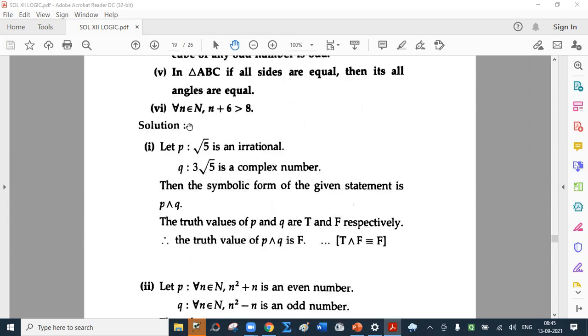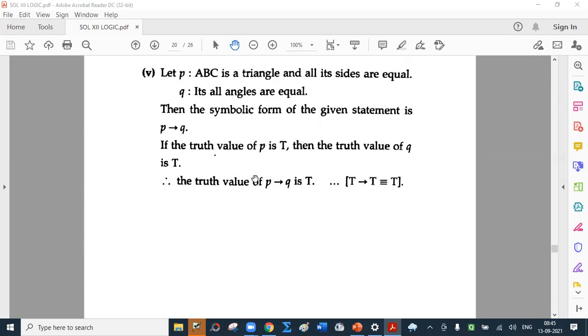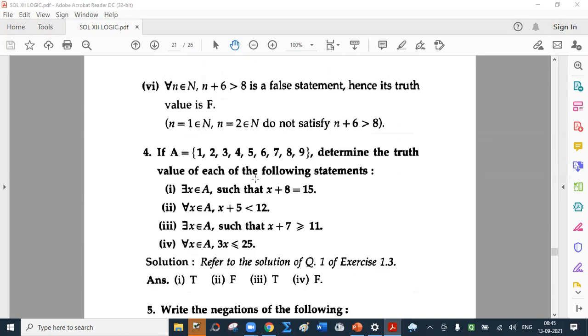And the last one, for all natural numbers, n plus 6 is greater than 8. Clearly, this statement is false. For example, n equal to 1, plus 6, 7 greater than 8? No. 2 plus 6, 8 greater than 8? No. So the statement is false and its truth value is nothing but F.